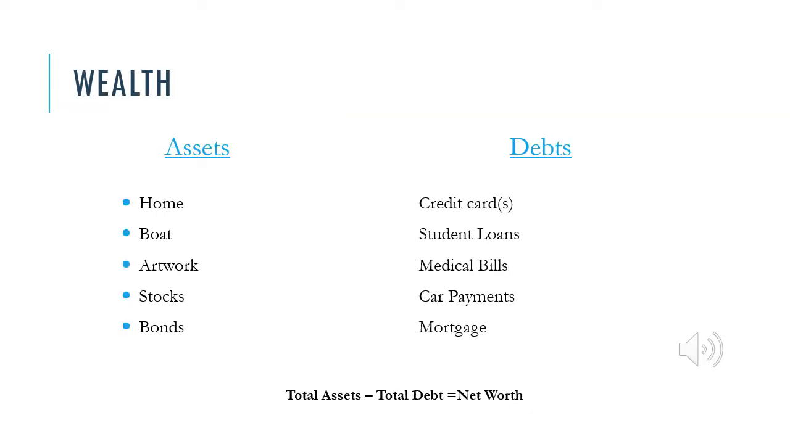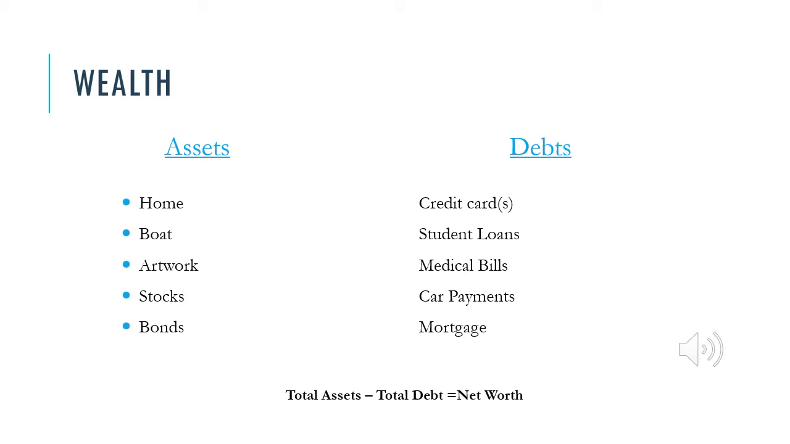Wealth, on the other hand, is something that we arrive to with an equation. So, what we do is we take what is defined as an asset, our total assets. This can include things like a home, boat, really high-end expensive artwork, stocks, or bonds. And then we subtract our debt. So this would include anything like credit card debt, student loans, medical bills, car payments, rent, or mortgage.